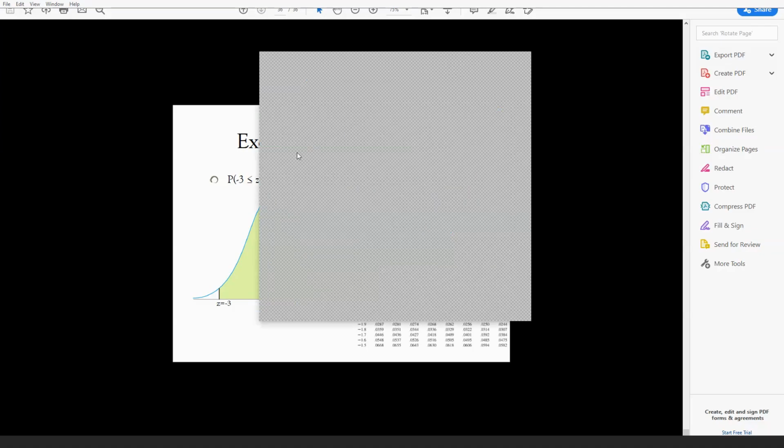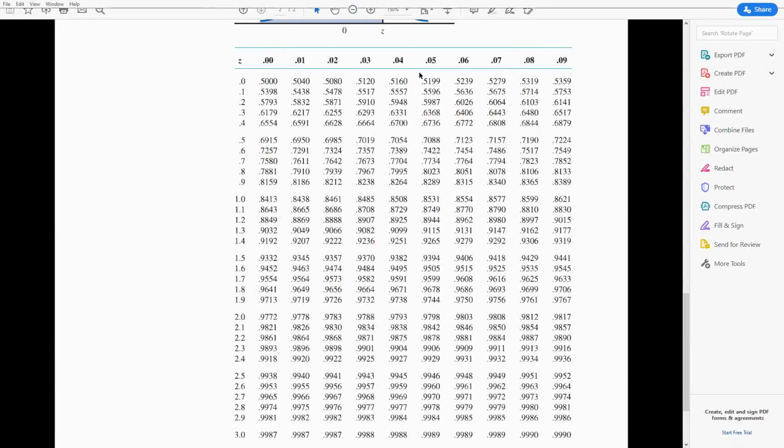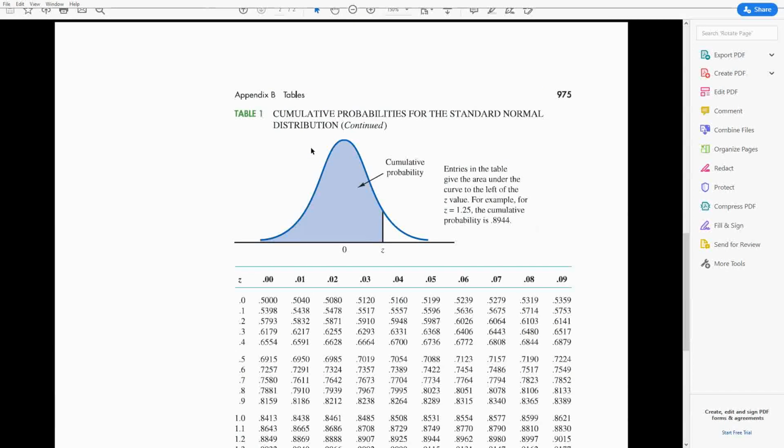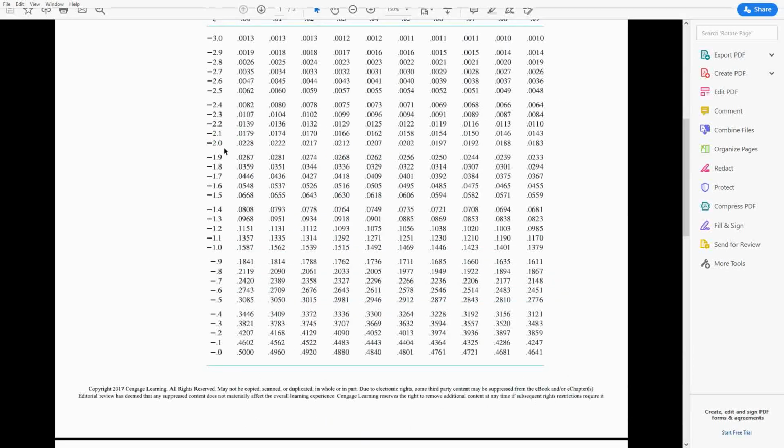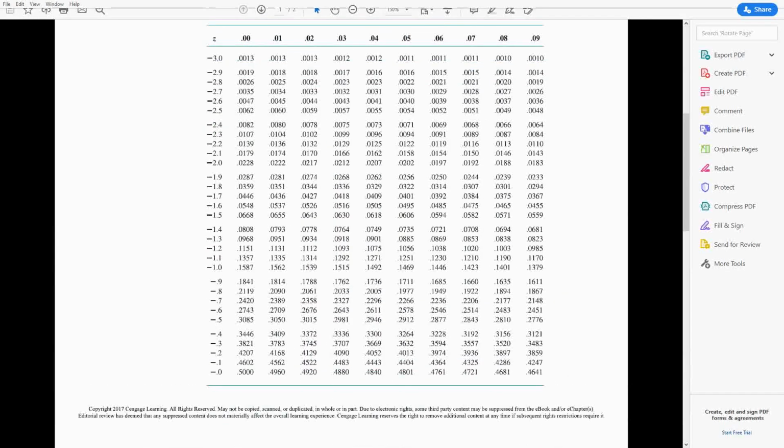Sorry, guys. So which is our table? We just look for the quantile minus 1 directly from this table, which is minus 1.0. So the probability that our returns are less than 10% is equal to 15.87%.